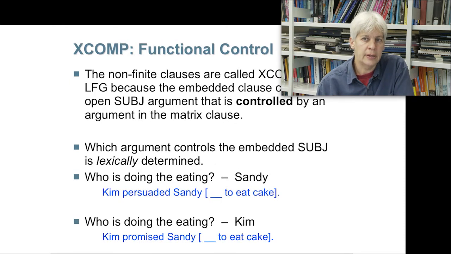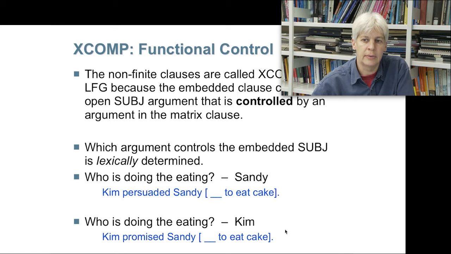The other thing to know about XCOMP is the notion of functional control. The non-finite clauses are called XCOMPs. There's this X in front here because the embedded clause contains an open subject argument that is taken to be controlled by an argument in the matrix clause. The way to look at it is this. If you're looking at something like Kim persuaded Sandy to eat cake, you have to ask yourself, who's doing the eating? The answer is Sandy. So in this case, the object, Sandy, of the matrix verb persuade is controlling the XCOMP.